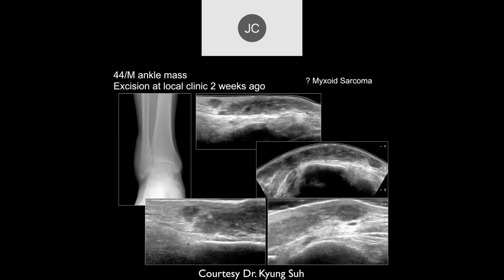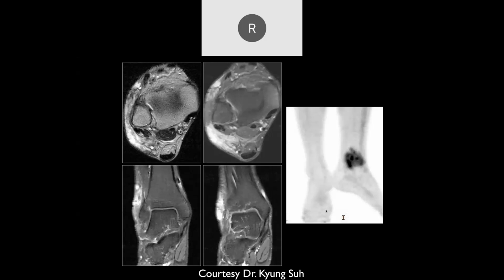All right, so we have a 44-year-old male with an ankle mass, an excision at a local clinic 2 weeks ago. Looking at the radiographs, it looks like there's some prominence of soft tissues overlying the distal fibula laterally. Yeah, the ultrasound, MR. Let's see, was that a T2 on the top left? Yep. There's a lot of prominence of soft tissues there as well.